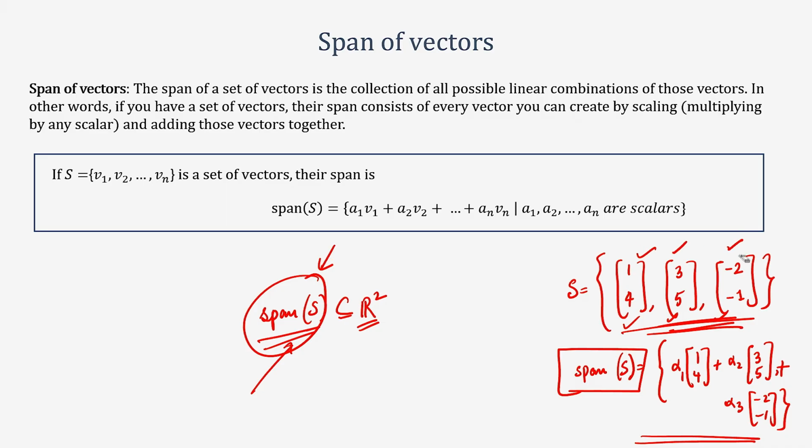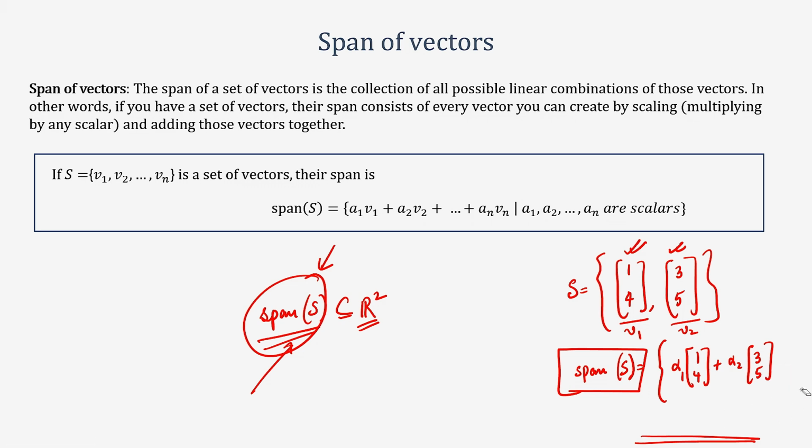Now, in these three vectors, if you take V1 minus V2, you will get this vector, which means that this vector is dependent on these two. So I can get rid of this vector, and even then these two elements can generate this entire set. If I remove this also, the set that you get will be exactly the same as span of the previous example that I showed.